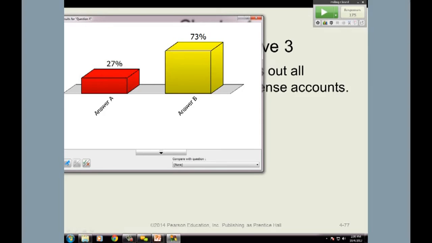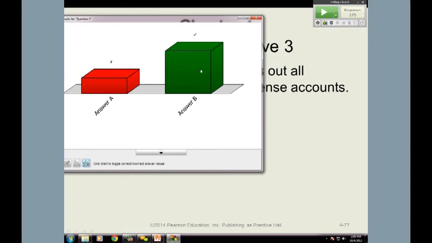How can anybody get that one wrong? It says the adjusting process closes out or zeroes out. Can't get that wrong. It's false. It's the closing process. Okay, it's the closing process. All right, so if you got that one wrong, just make sure you know that the adjusting process doesn't close out the accounts. The adjusting process is designed to reflect the accruals and deferrals that occurred during the period.